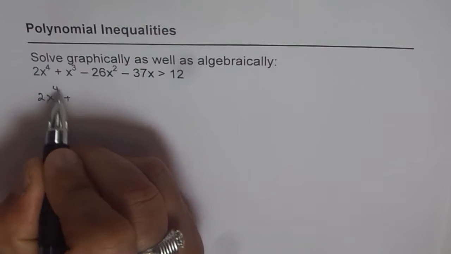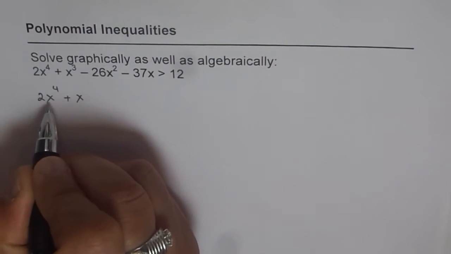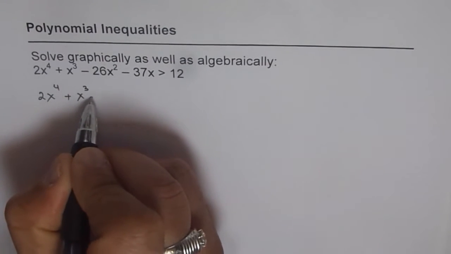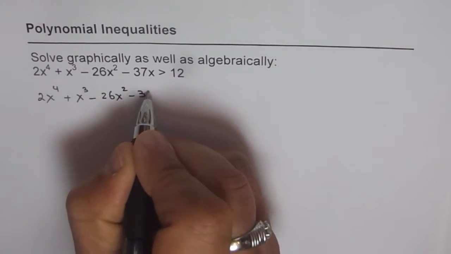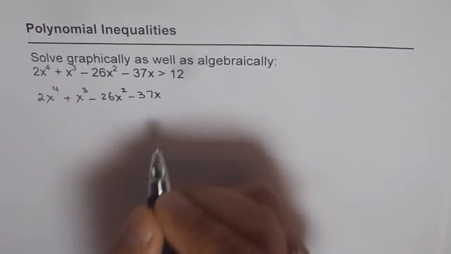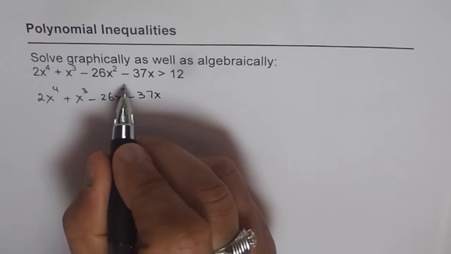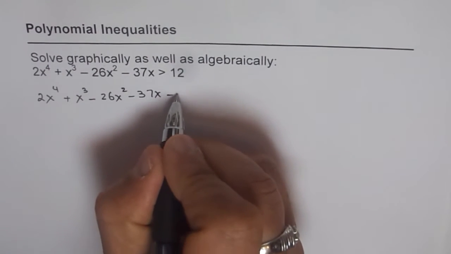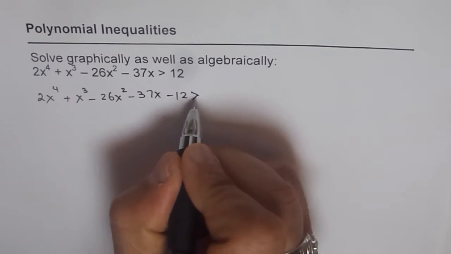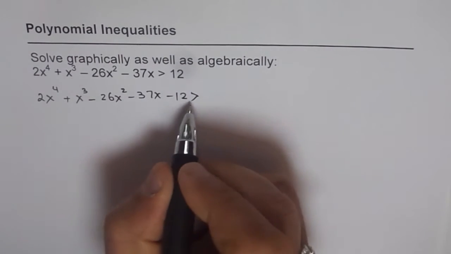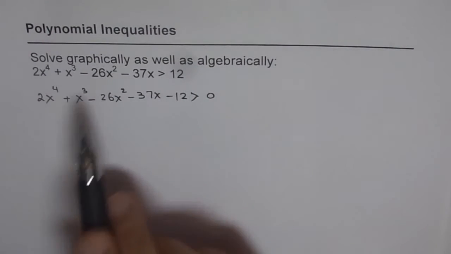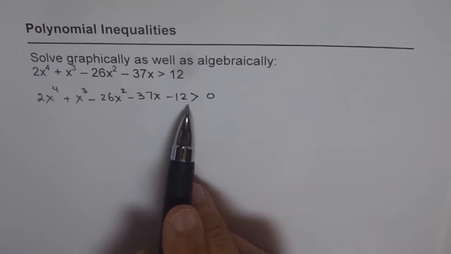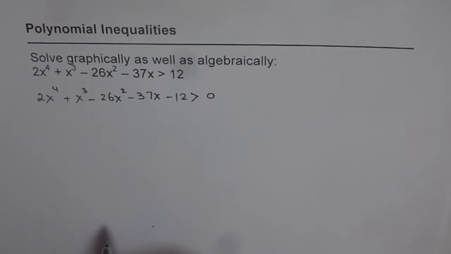It is 2 times x to the power of 4 plus x cubed minus 26x squared minus 37x, and we'll bring 12 to the other side. That is, we are doing minus 12 on both sides. When you do minus 12 on both sides, you get minus 12 on the left side and 0 on the right. So the first step is to bring all terms to one side so that your inequality is with respect to 0.